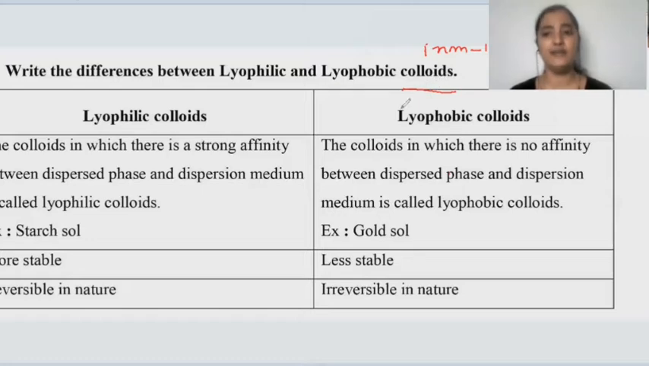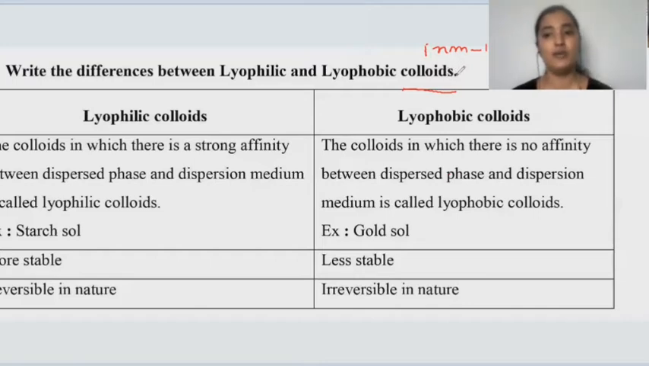Okay, colloids are classified into different types based on the affinity between the dispersed phase and the dispersion medium, and based on the particle size. Based on the affinity between the DM and DP, you might be thinking what is DM and what is DP. DM is the dispersion medium and DP is the dispersed phase. The continuous phase in which the colloidal particles are dissolved is regarded as the dispersion medium. And those colloidal particles which are dissolved in the continuous phase are regarded as the dispersed phase.